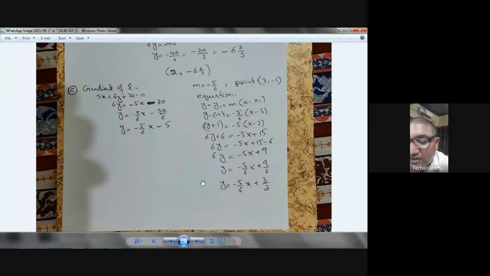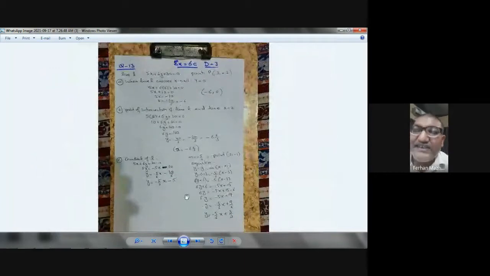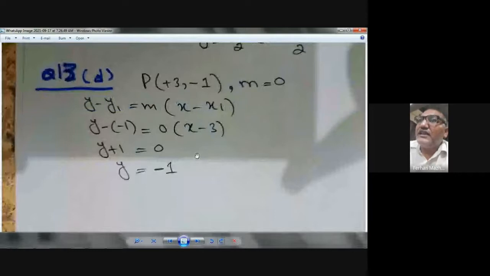So that was the question. So that is the C part. I hope that you have understood. So this is question number 13, A part, B part, and C part. It also has a D part. So let me take out the D part. The D part is coming up on your screen. This is the D part.